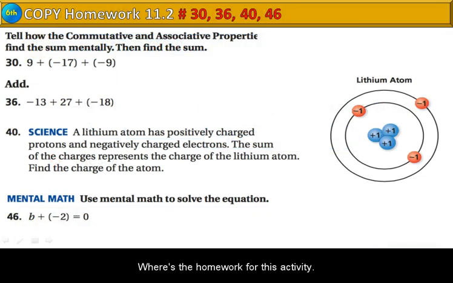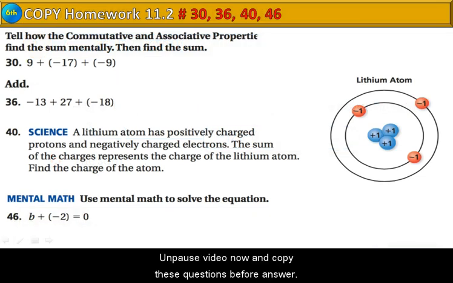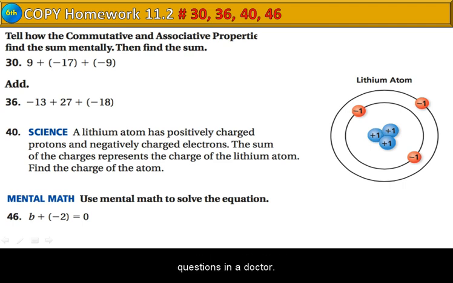Here's the homework for this activity. Go ahead and pause the video now and copy these questions before answering. You may also use the link on eCampus to display these questions in a document. Let's follow along as I read aloud these questions for you. Tell how to use the commutative and associative properties to find the sum mentally. So you have 9 plus negative 17 plus negative 9.